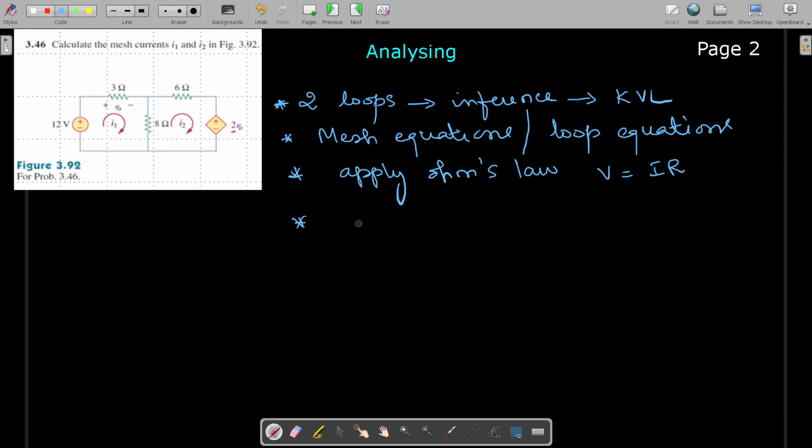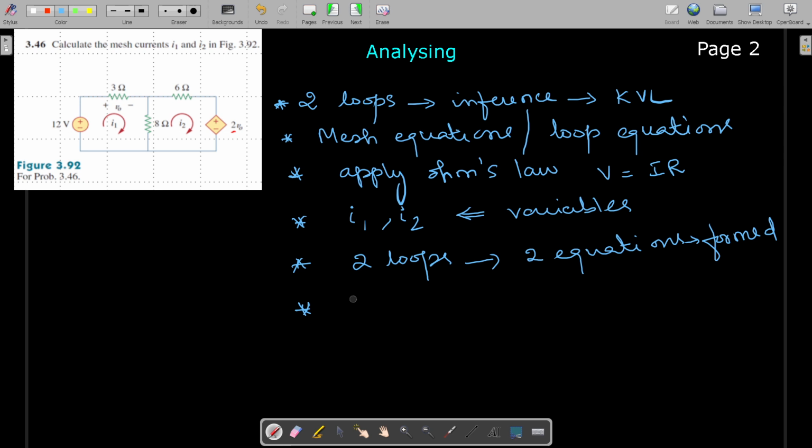We understand that the variables here are I1 and I2, which need to be found out. Since we have two loops, we have to form two equations. I told you that we are going to write KVL. KVL is nothing but writing voltage equations. You should understand that, so we have to form the voltage equation.